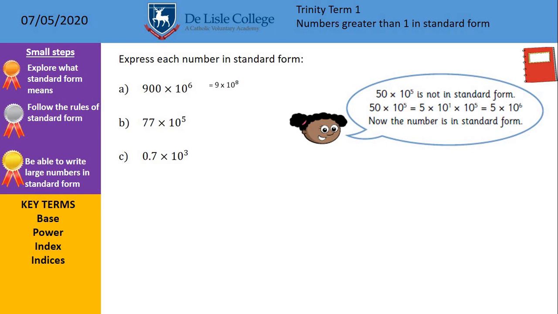Okay. Next one, 77. We're going to need to do 7.7 times 10, then times by 10 to the power of 5. That becomes 7.7 times 10 to the power of 6. The third one, we need to go a little bit different. We've got 0.7 times 10 to the power of 3. Okay.